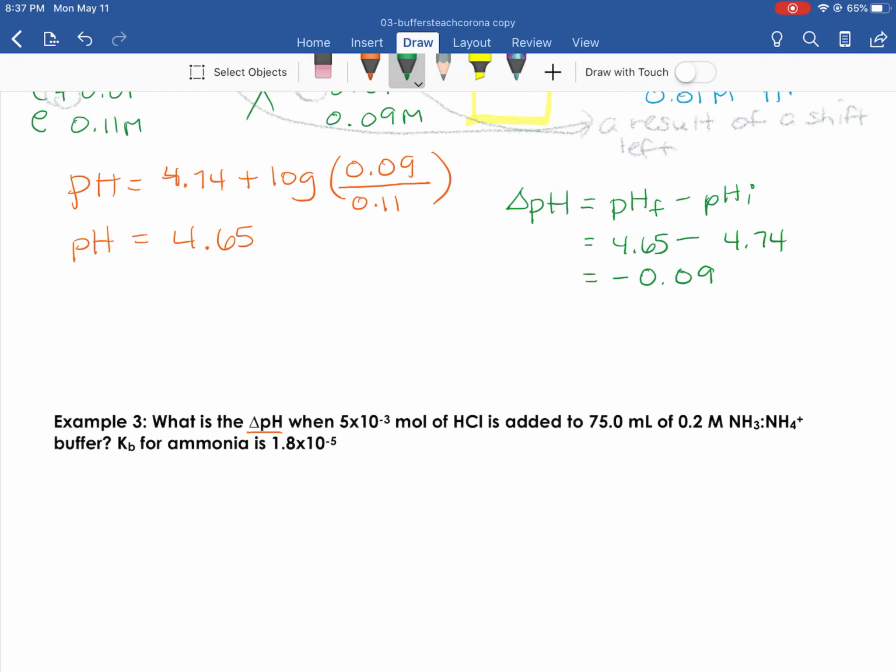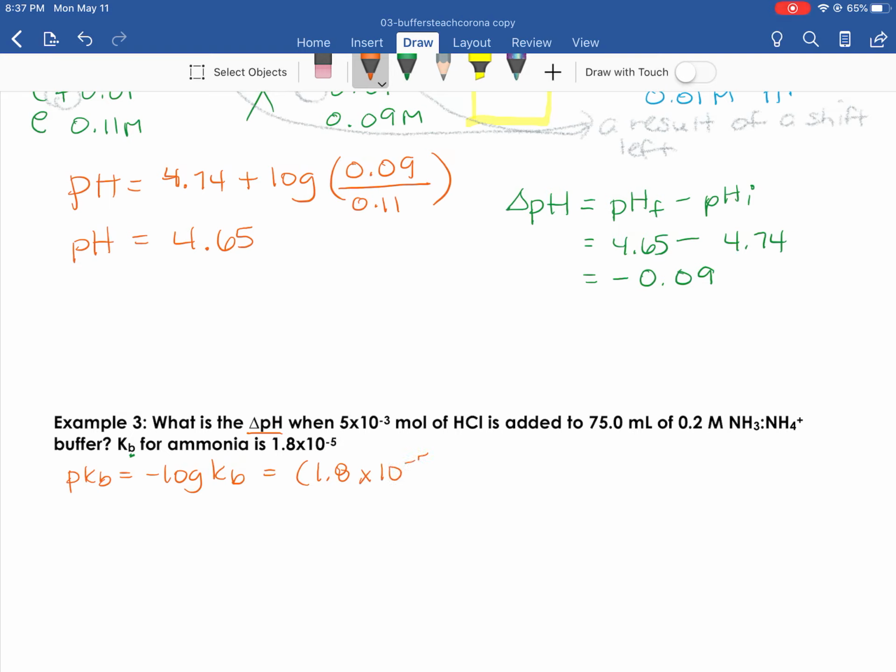So let's do a basic one. What is the change in pH when 5 times 10 to the negative 3 moles of HCl is added to 75 milliliters of 0.2 molar ammonium buffer? And then we're given the Kb value this time. So again, there it tells you this is a base in case you forgot that ammonia was a base. So we can go ahead, calculate Kb, pretty straightforward.